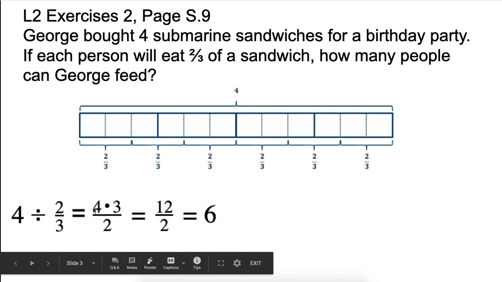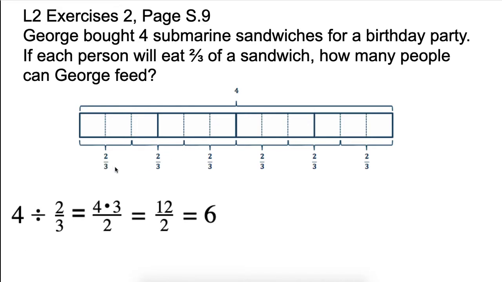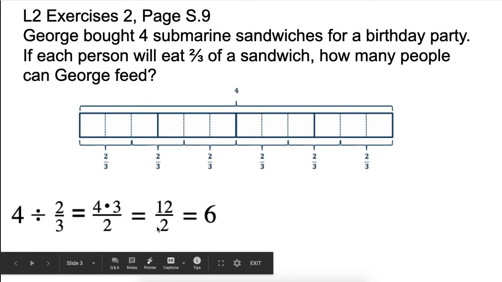So we're taking the whole pieces, and we can find the whole pieces by taking how many sandwiches we started with and multiplying it by 3, which is how many pieces each of those sandwiches is broken up into, and that gives us how many total pieces. And then each person is going to take 2 of those, so they end up with just those 2 pieces. So with that, we end up with 12 divided by 2, which is 6. Same as we just saw from the picture.